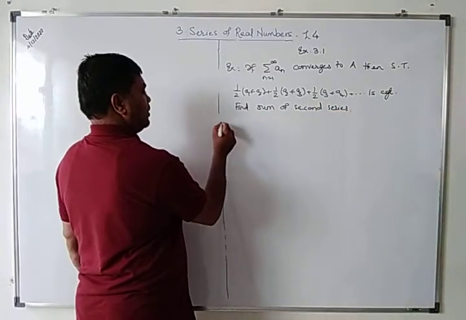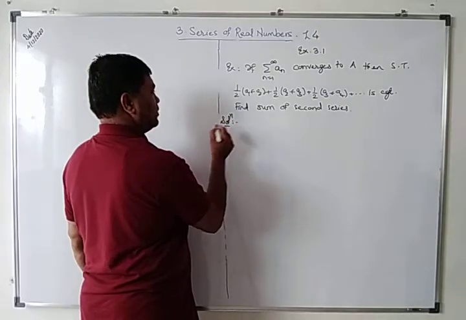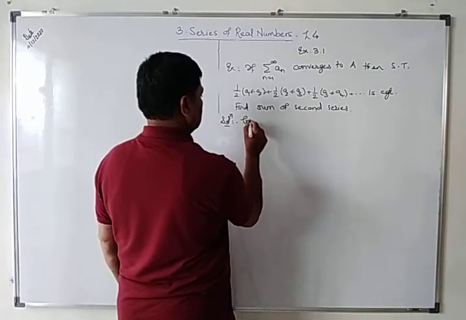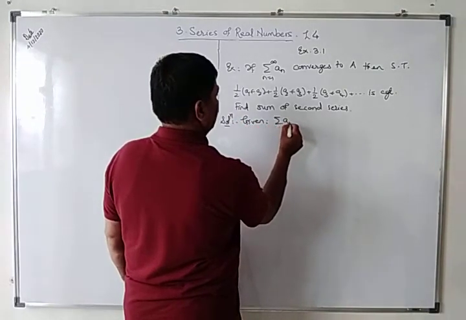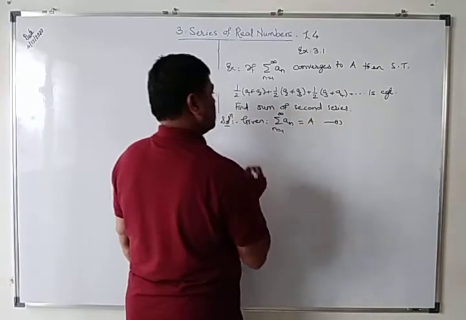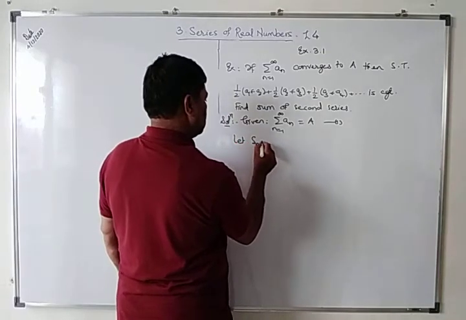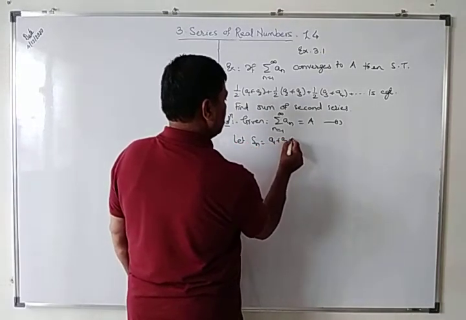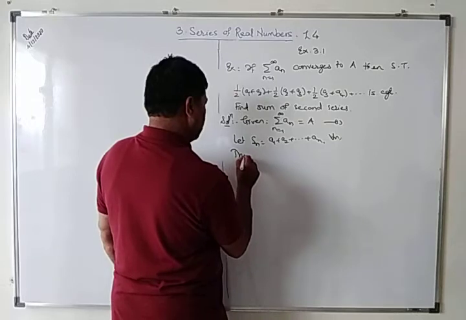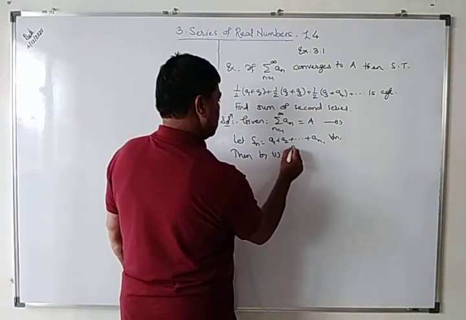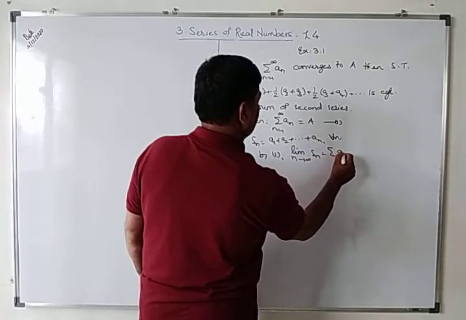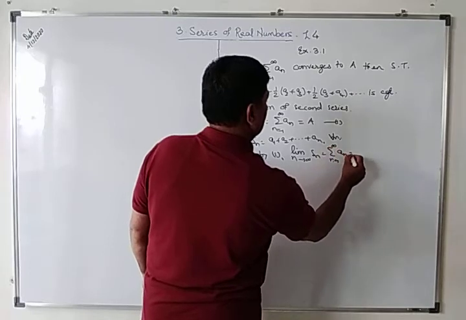Okay. Solution. So given summation of a_n is convergent to a. Given summation of a_n, n equal to 1 to infinity, equal to a. So let S_n be equal to a1 plus a2 plus dot dot up to a_n for every n. Then by 1, limit n tends to infinity of S_n is equal to summation a_n, equal to a.